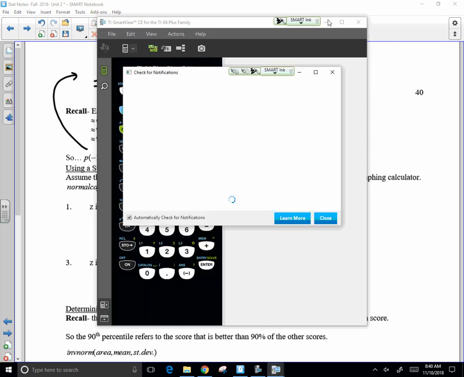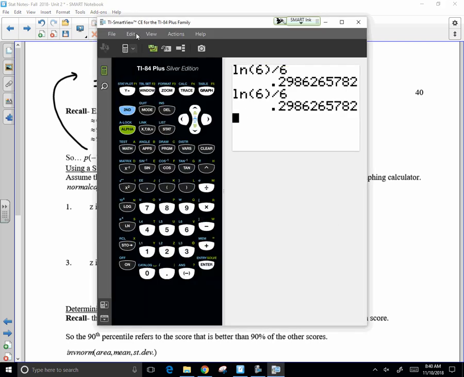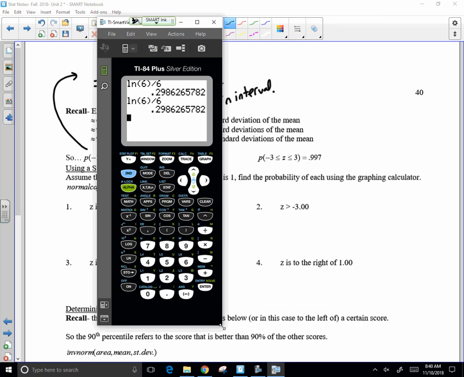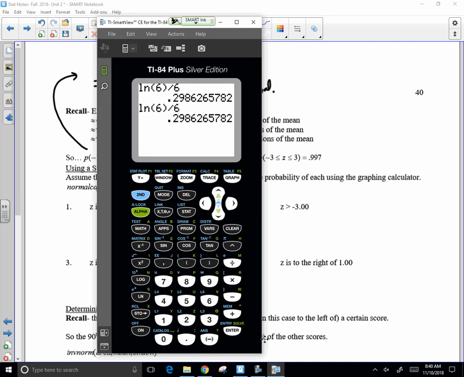So let me show you the new and improved. Involves the calculator, so we want to have those out. Hide large display. Yeah, that should actually have enough juice. If it doesn't, let me know. You can use one of mine. No problem.